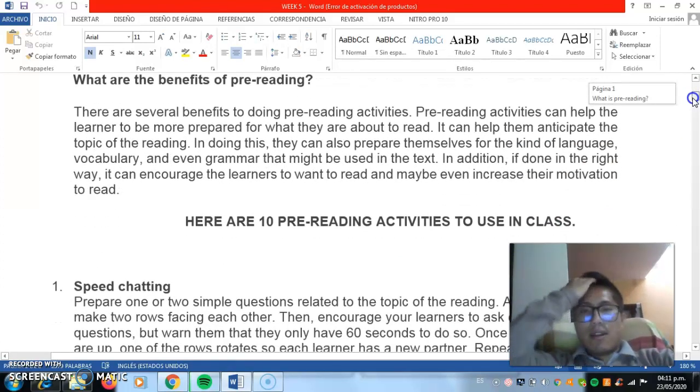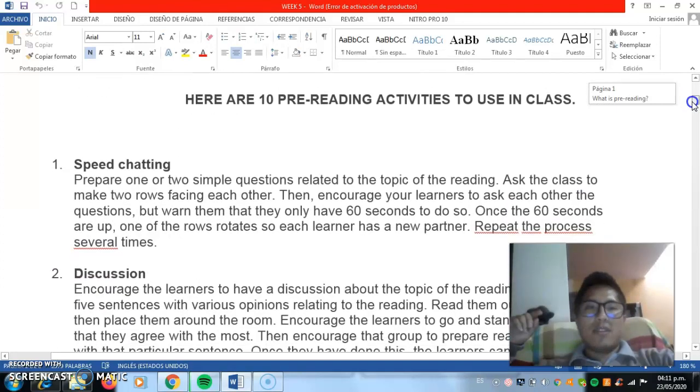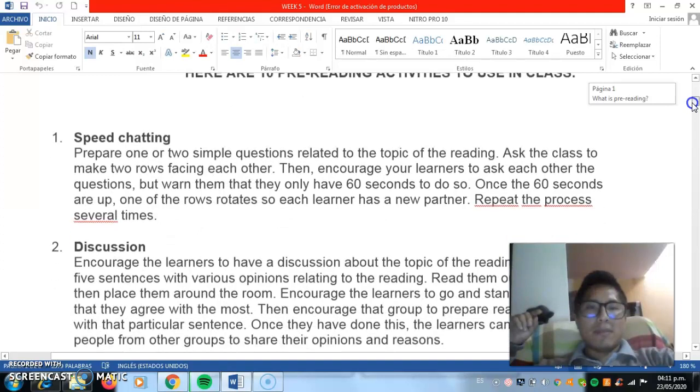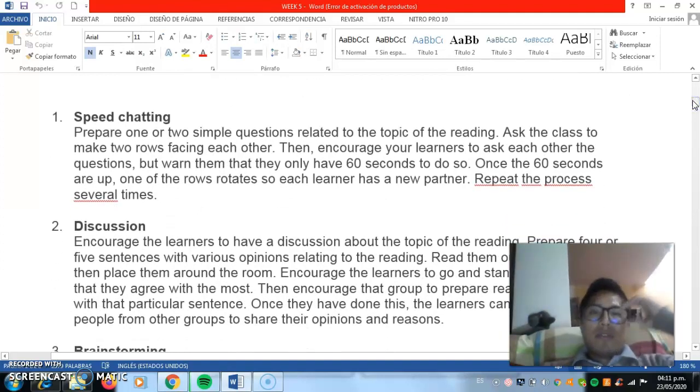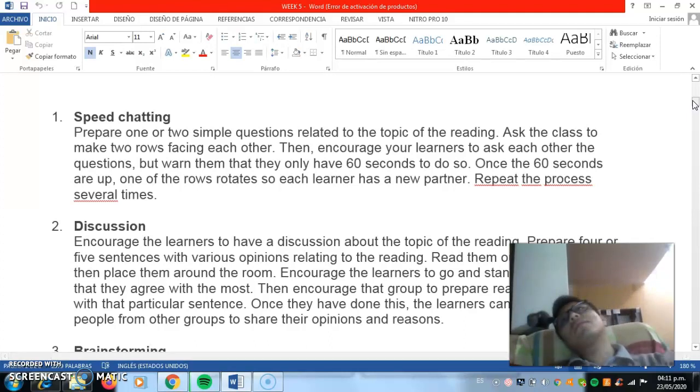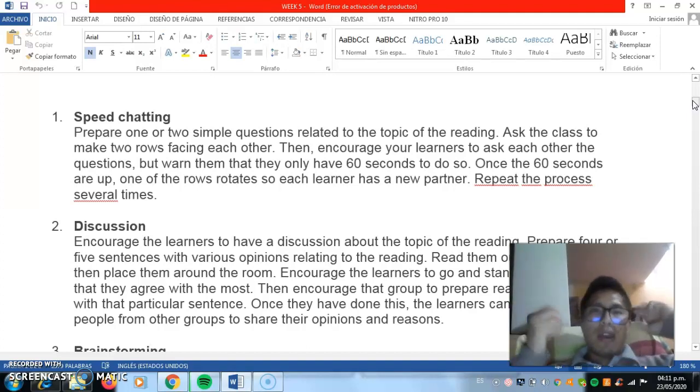Here there are 10 pre-reading activities to use in class. Speed sharing. Prepare 1-2 simple questions related to the topic of the reading. This is especially the kind of first activity that we have to do when we present a reading text, right? Like a motivation. Yes, much better if you make 1 or 2 questions that involve participation from our students.